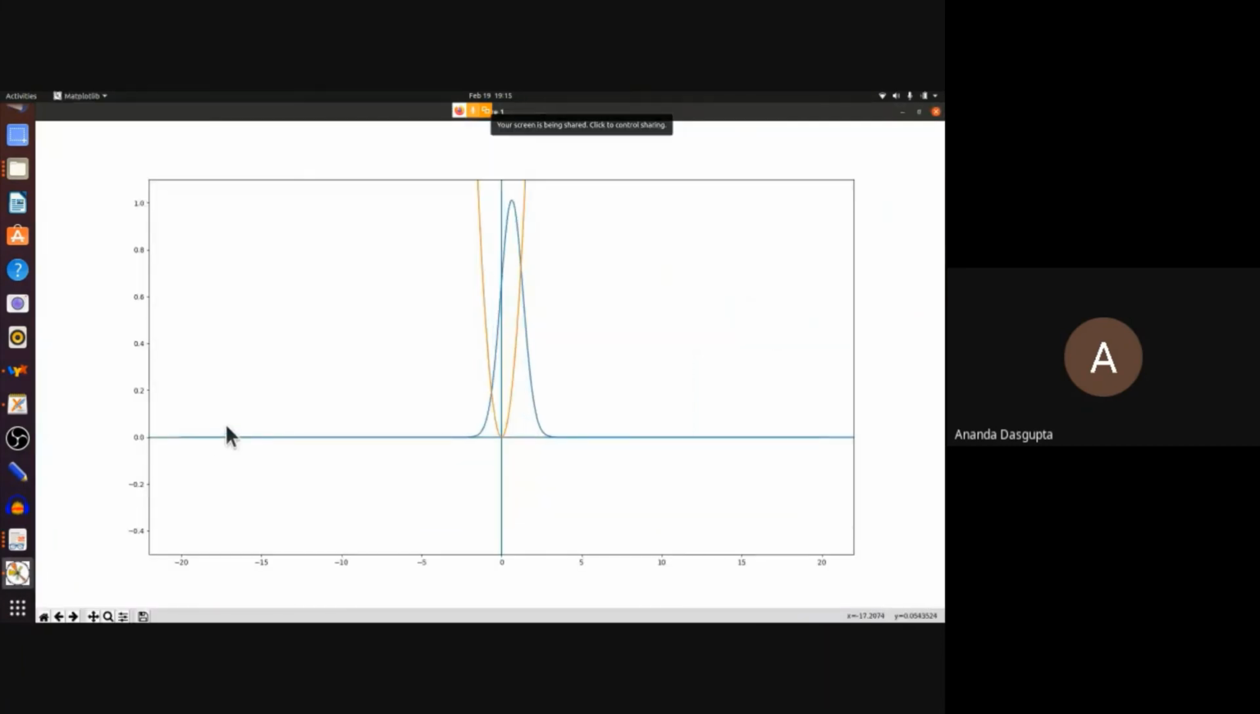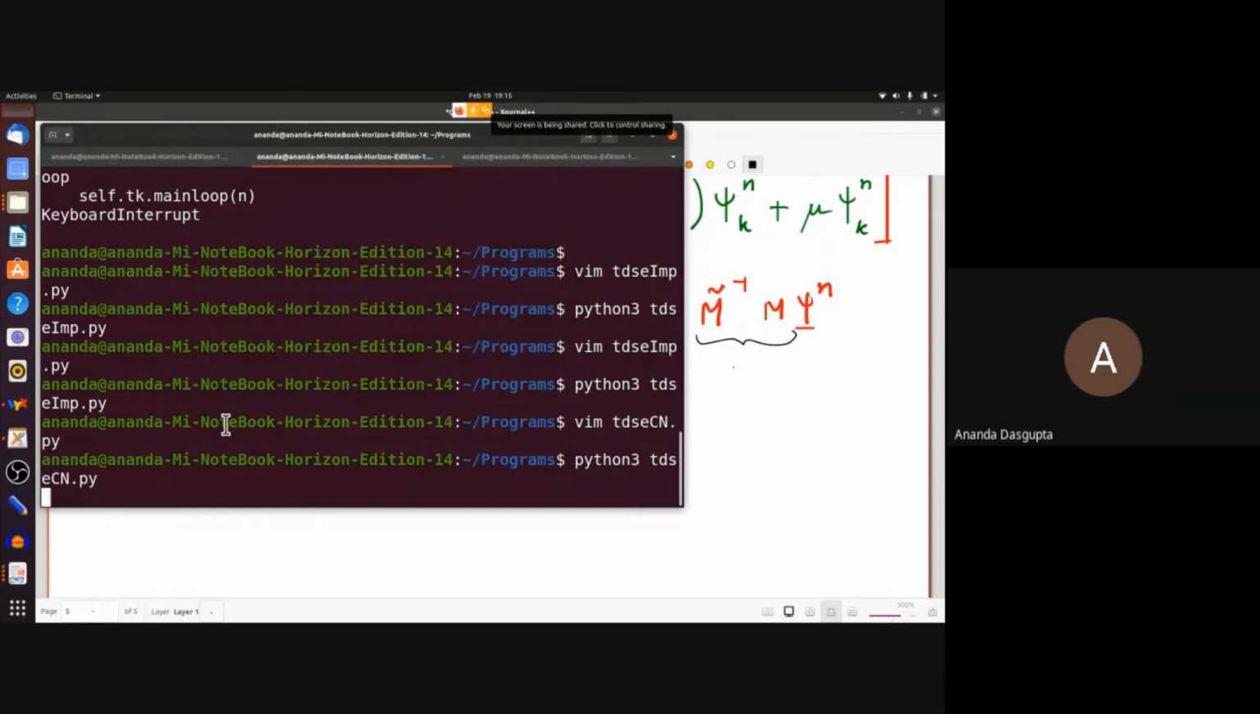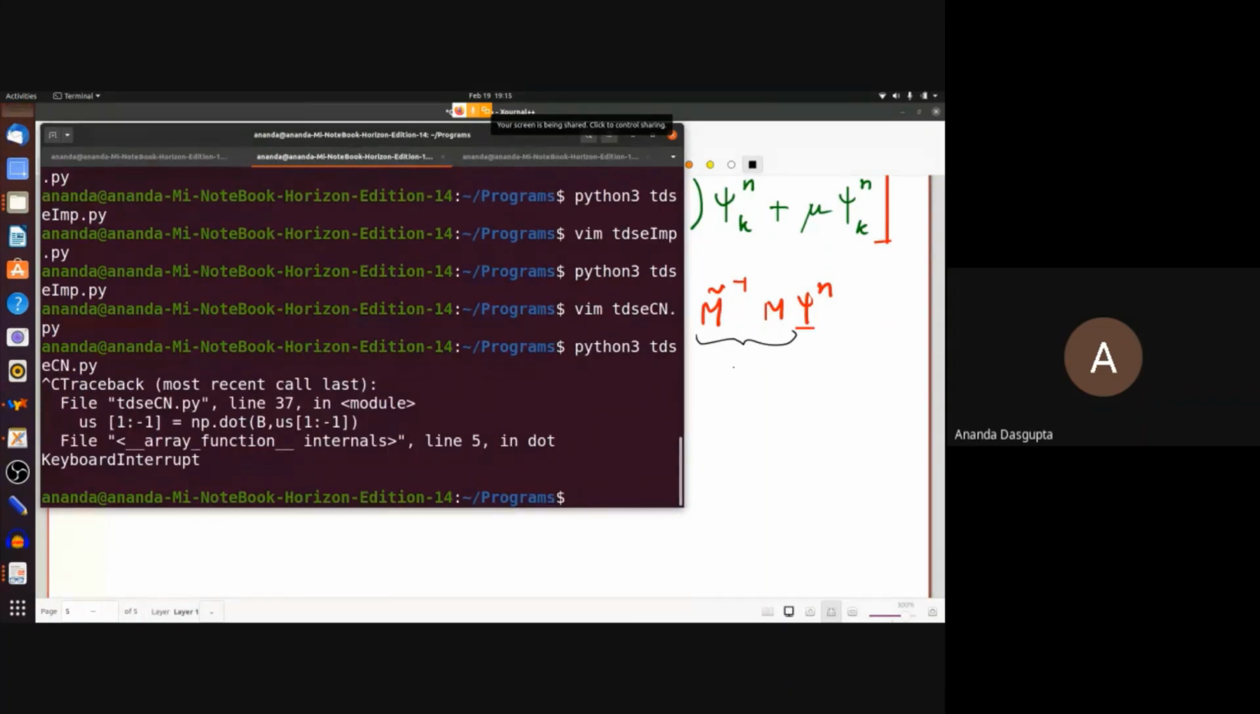So at least I hope everybody is convinced that this method gives you a much more accurate and reasonably distant answer for the time evolution problem compared to the previous two methods. So is this okay with everybody? So let me just see whether we can use this further.